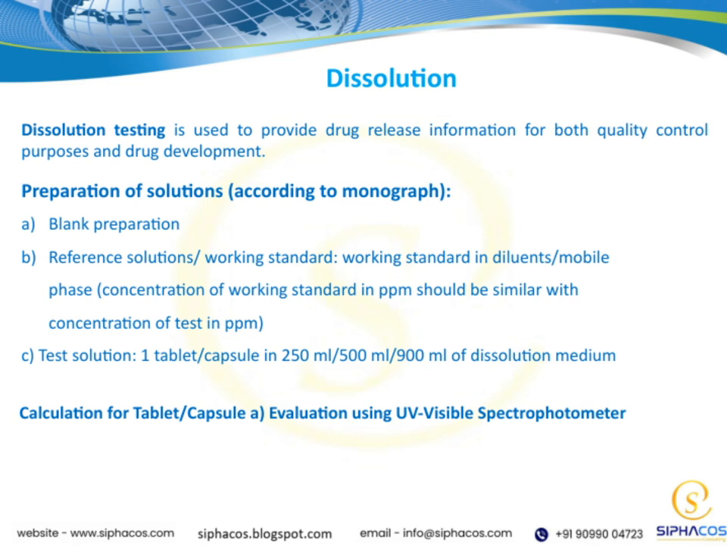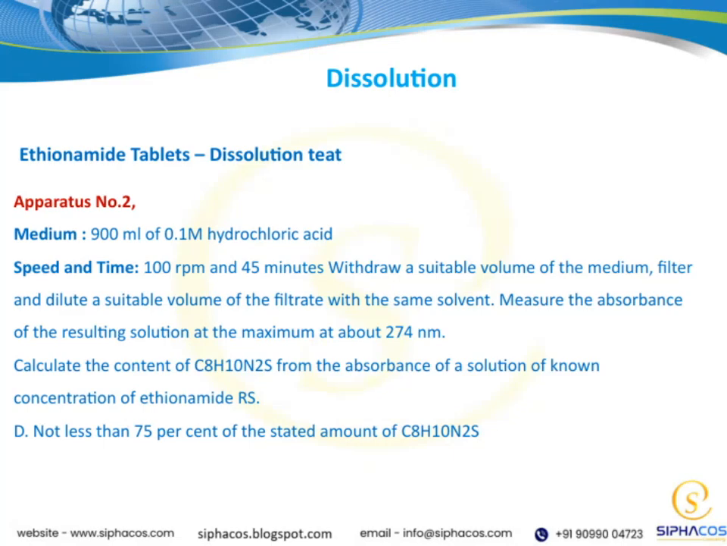Now, let's look at apparatus No. 2. For this experiment, we use 900 milliliters of a 0.1 molar hydrochloric acid solution as our medium. The testing involves stirring at a speed of 100 revolutions per minute for a duration of 45 minutes. After that, we withdraw a suitable volume of this medium, then filter it to remove any insoluble particles.